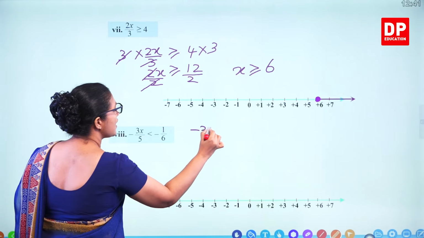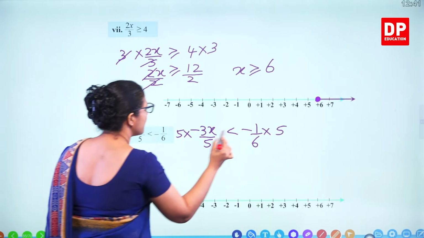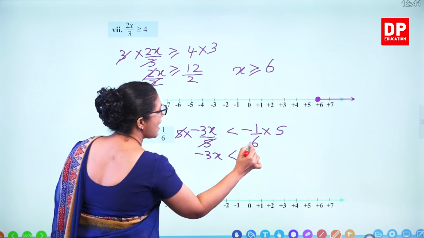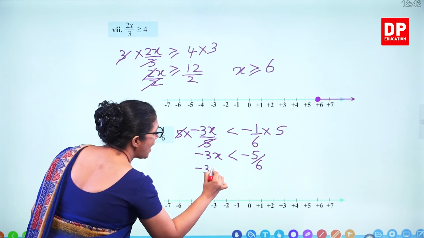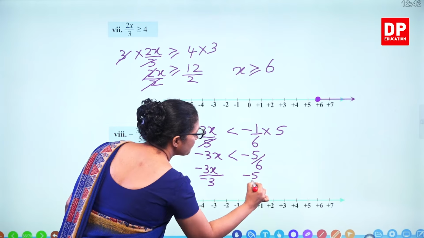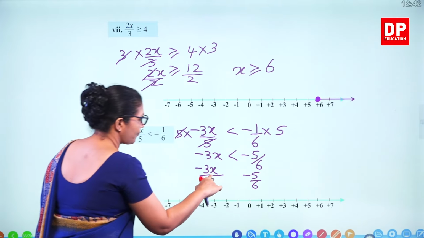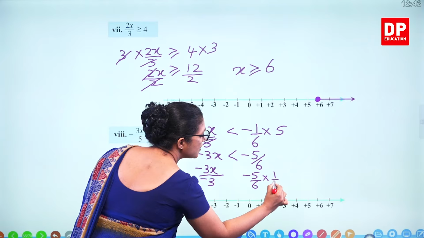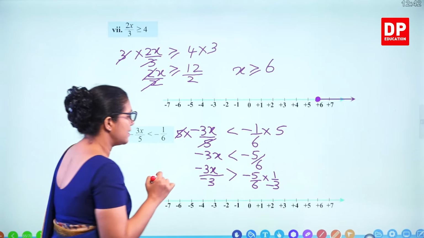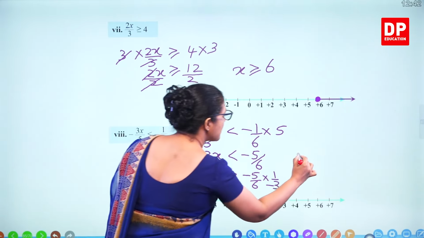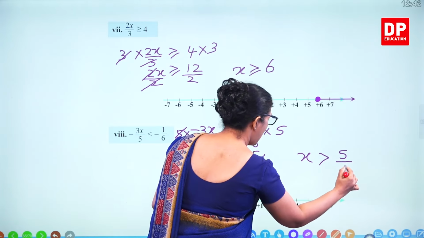This one, minus 3x over 5 is less than minus 1 over 6. First we'll multiply by 5. Nothing happens to the sign. Minus 3x is less than minus 5 over 6. Now you have to divide by minus 3. So that means you have to change the sign. Divide by minus 3 means multiplied by minus 1/3. So what happens now? You have to change the sign. It should be greater. So here x is greater than, minus times minus is plus, so you get 5 over 18.